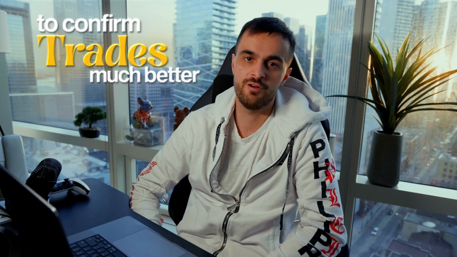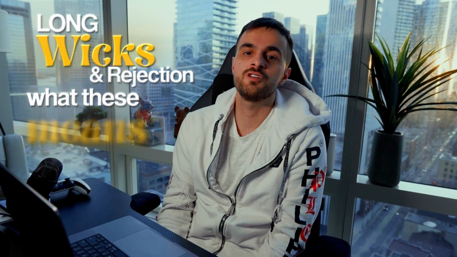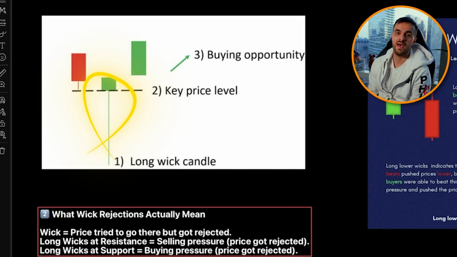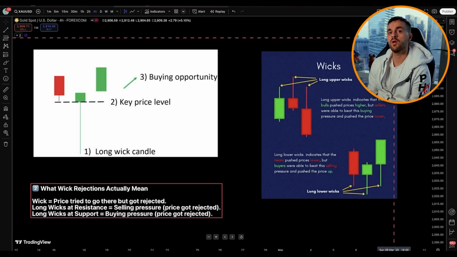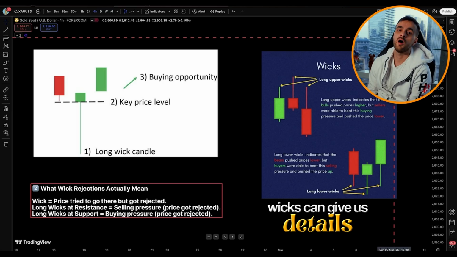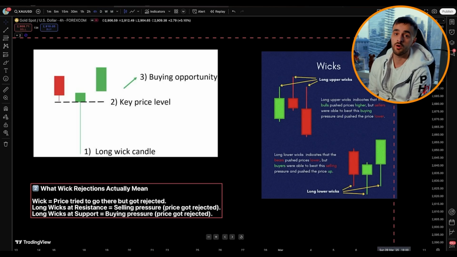So first, we're just going to talk about long wicks and rejections, what these actually mean and what they look like. I have a few examples here on the chart to show you guys, because a candlestick has a body and it's really important where the candlestick closes, but wicks can give us a lot more detail about that candlestick and where the market could go afterwards.